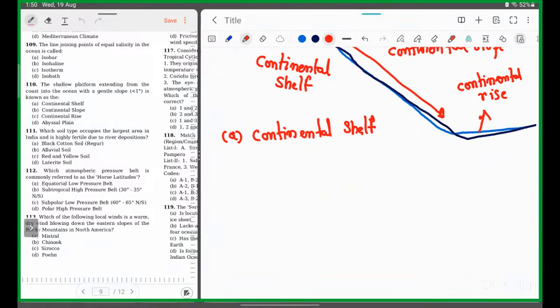In the options, the first is Mistral. Mistral is a cold, dry wind blowing from the Alps down to southern France, and Chinook, as I told you, is a hot, dry wind on the east slope of the Rocky Mountains. Then comes Sirocco. It is a hot, dry, dusty wind blowing from the Sahara Desert to southern Europe. And the last, Foehn, is a warm, dry wind on the north slope of the Alps. So the correct answer will be B, Chinook.